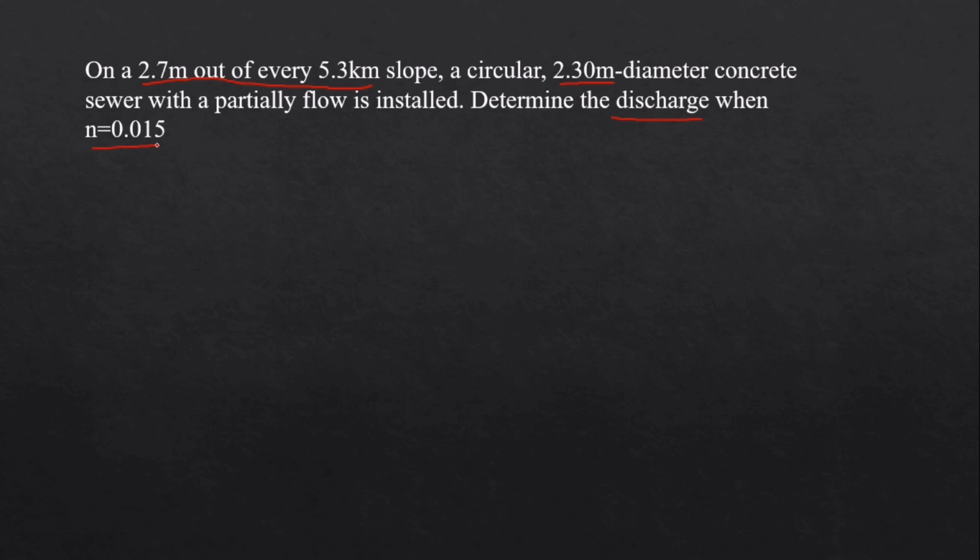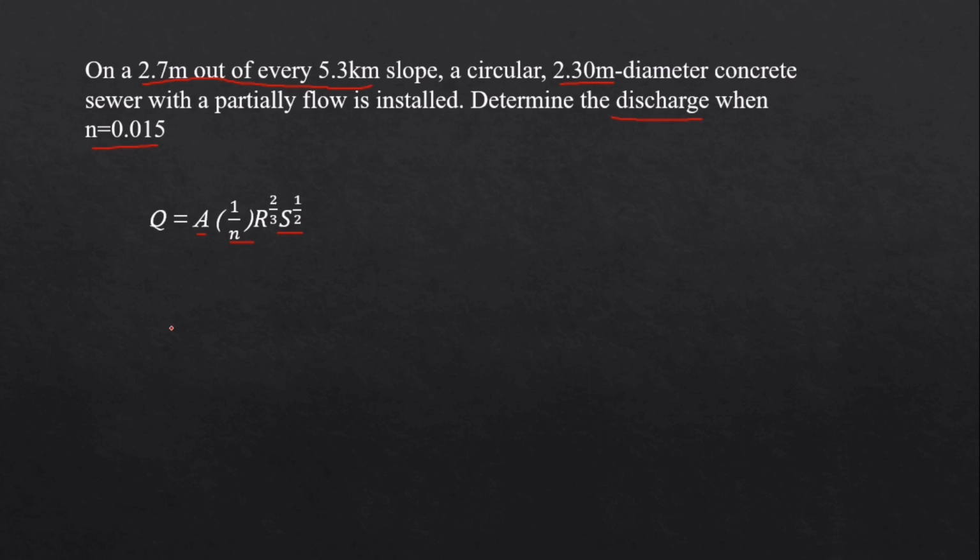So in this given problem, we use the Manning formula, which is Q is equal to A, our area, times 1 over n, the roughness coefficient, times R to the 2/3, where R is the hydraulic radius, multiplied by the slope to the power of 1/2. So in this given equation, A, n, and S here are already constant.